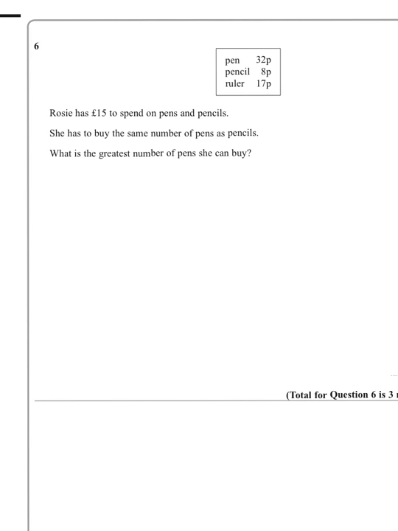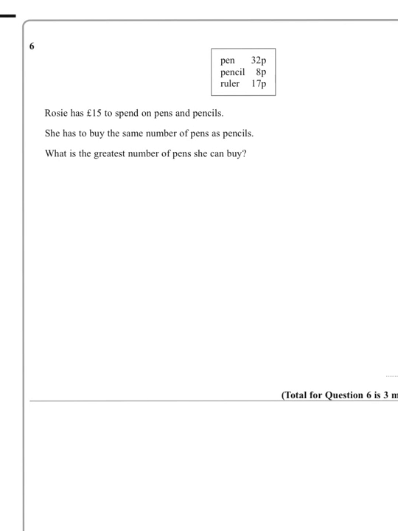Question 6. It says the pen costs 32p, a pencil 8p, and it tells you a ruler here for some reason, but you don't need that for this question. It says she has to buy the same number of pens as pencils, and what's the greatest number of pens that she can buy, and she has £15 to spend. So I think what I would do is I would have a pen and a pencil, and I'd have the costs here. So I know that if I add those together, I've got the same number of pens as I have pencils, i.e. 1 and 1, and that would give me a total of 40.